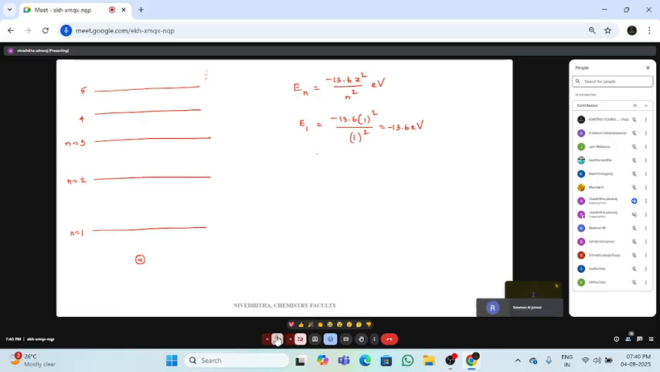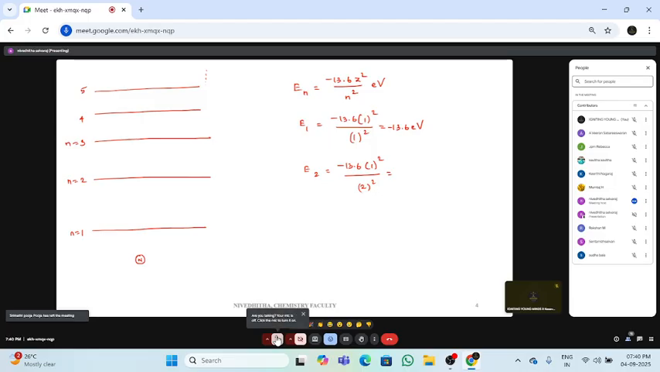Okay. If the electron is present in the second shell, then what will be the energy? We are talking about the hydrogen atom, so the atomic number is still the same, but now the electron is present in the second shell where n is equal to 2, so it is 2 square. So minus 13.6 divided by 4. What is the value? Minus 3.4 electron volt.